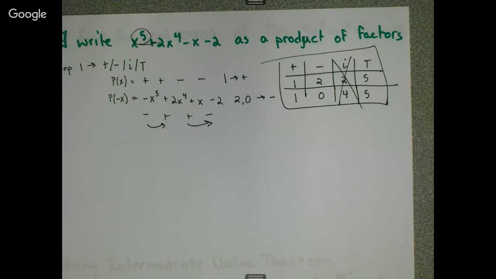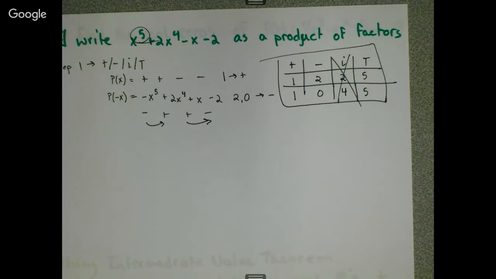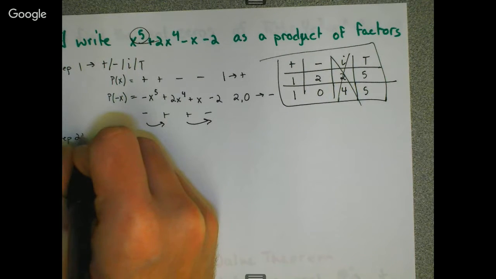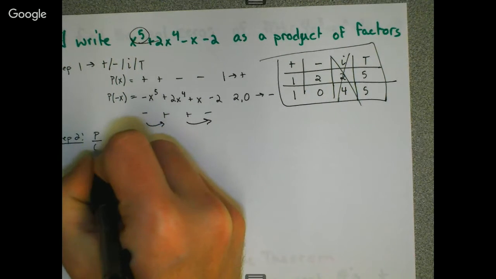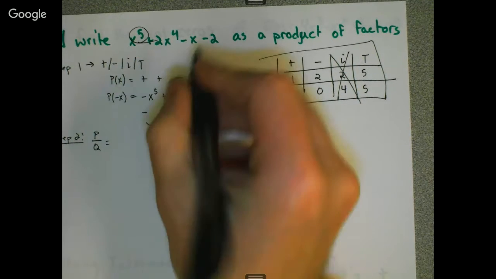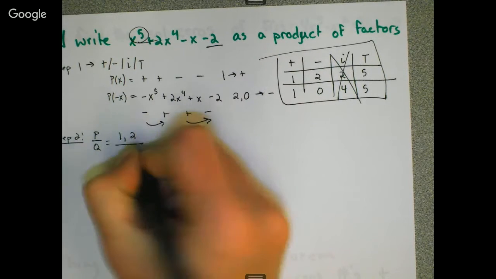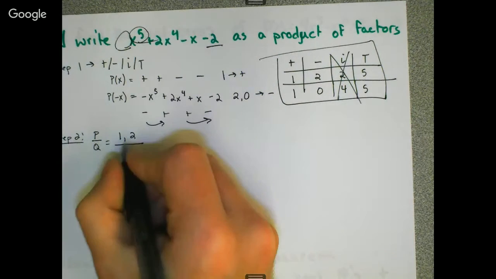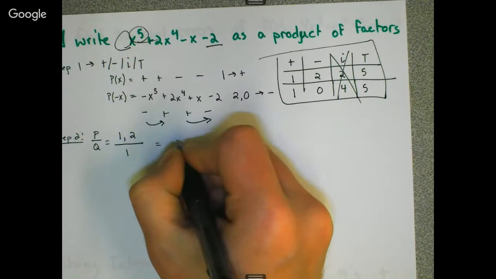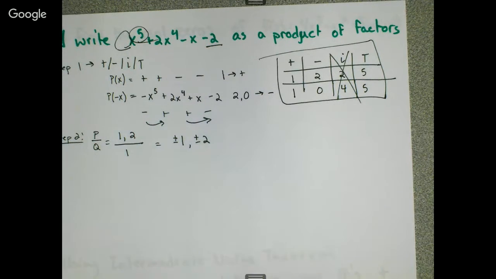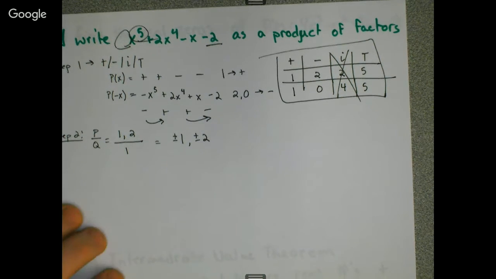All right, so now we will look at our P's and Q's. Okay, so P is this last one. So I need factors of 2, so that's 1 and 2. And our Q is this 1, so 1. So my possible rational zeros are plus minus 1, plus minus 2. Well, that's pretty nice, okay? Because I only have 4 to choose from.